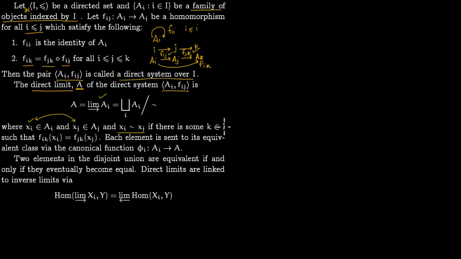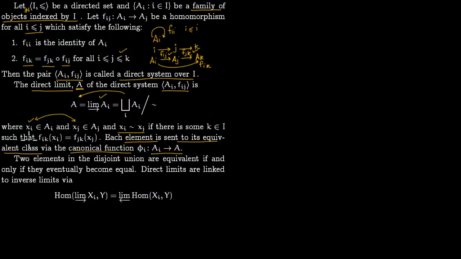They are equivalent to each other if there is some bigger index k such that Fik acting on xi is equal to Fjk acting on xj. So eventually there is some map which will make these two equal. This will become more clear as we see some examples. Each element is sent to its equivalence class via the canonical function phi i. Again, this is a disjoint union modulo some equivalence relation, so from Ai you can map into A corresponding to your equivalence class.